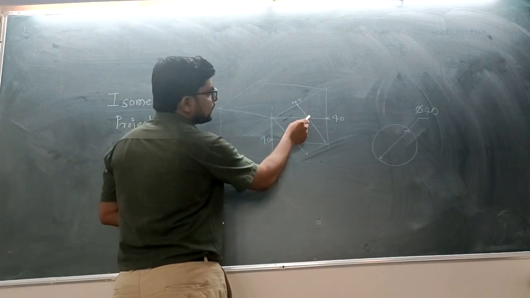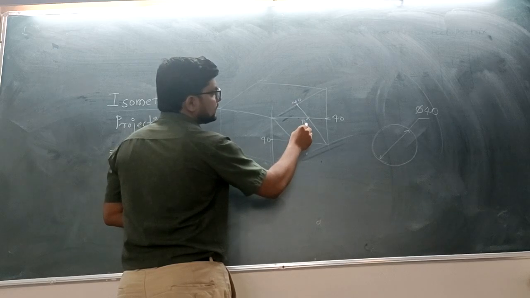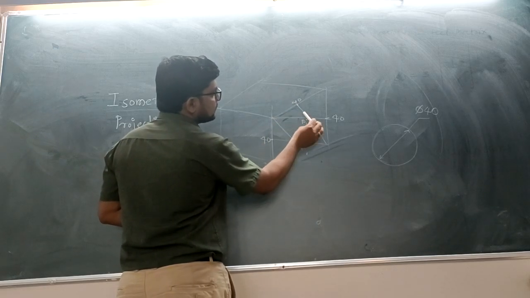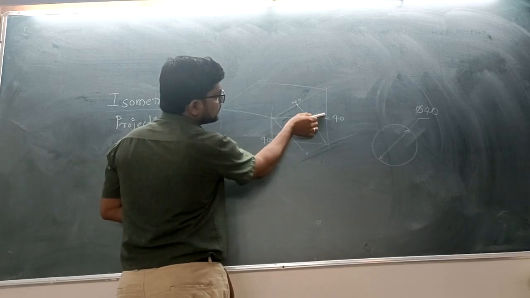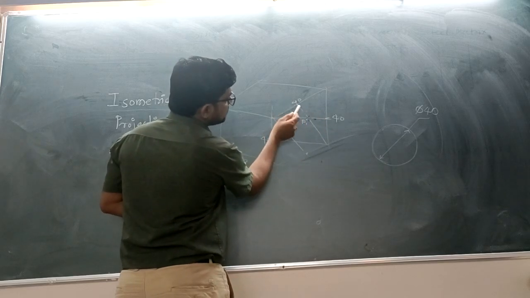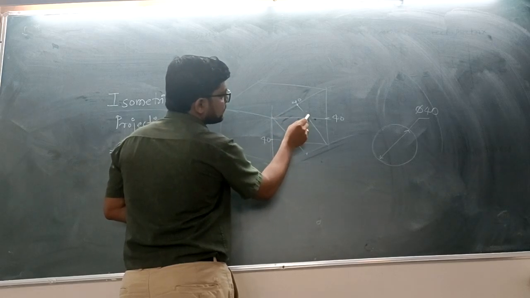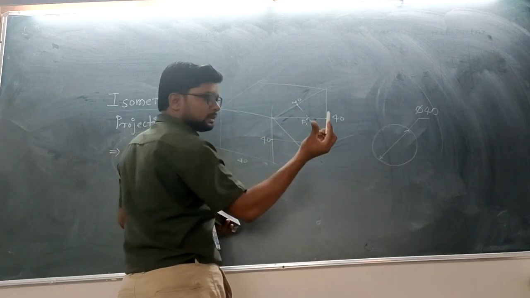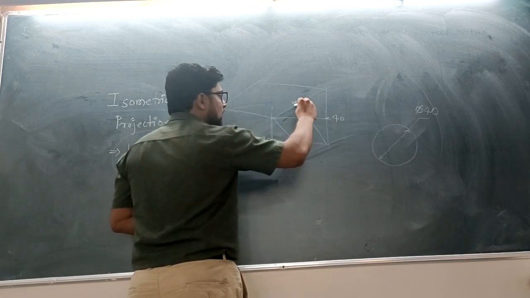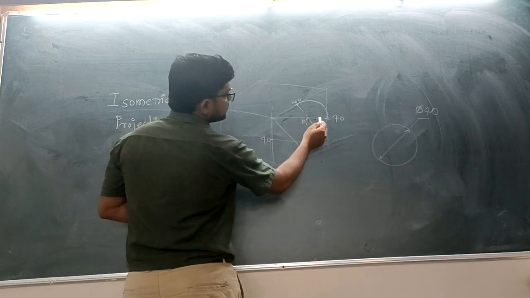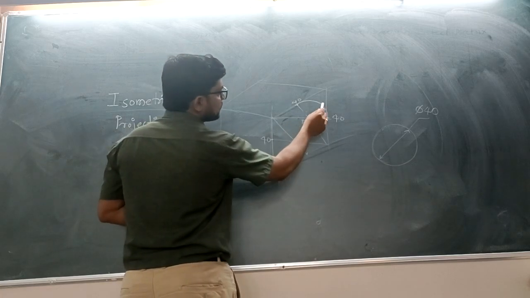After constructing this, you will treat this T1 as a center point. Take this distance as a radius and draw a circle like this. This point will be treated as a center. You take the compass, take this distance and draw a circle like this. Got it? Because this distance and this distance will be the same. So you draw a circle like this.